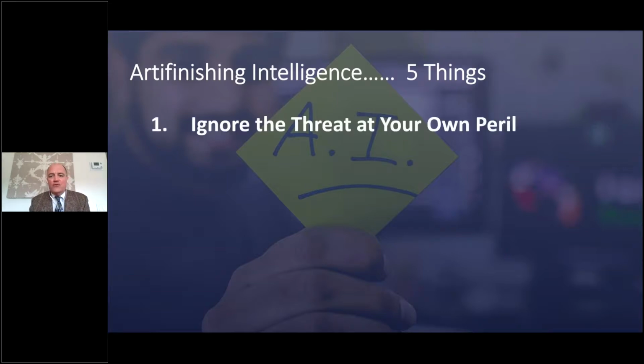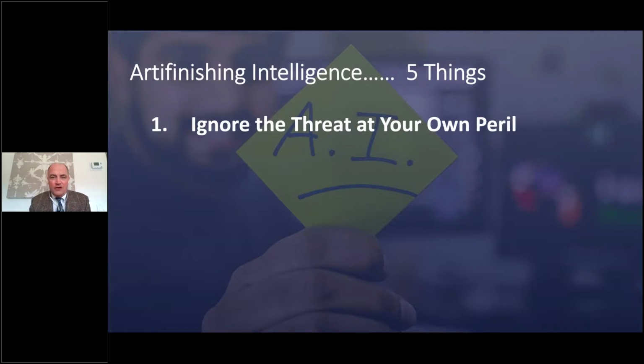Number 1, ignore the threat of artificial intelligence at your own peril. This will fundamentally change your operations. We need to make sure that we see this freight train coming. I'm telling you, the big companies see it, and the small to medium-sized companies are still telling me they don't think this is important.